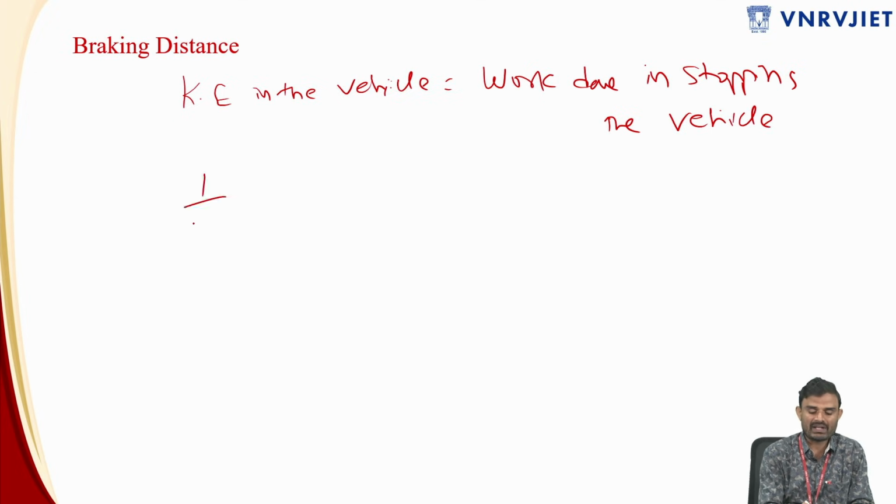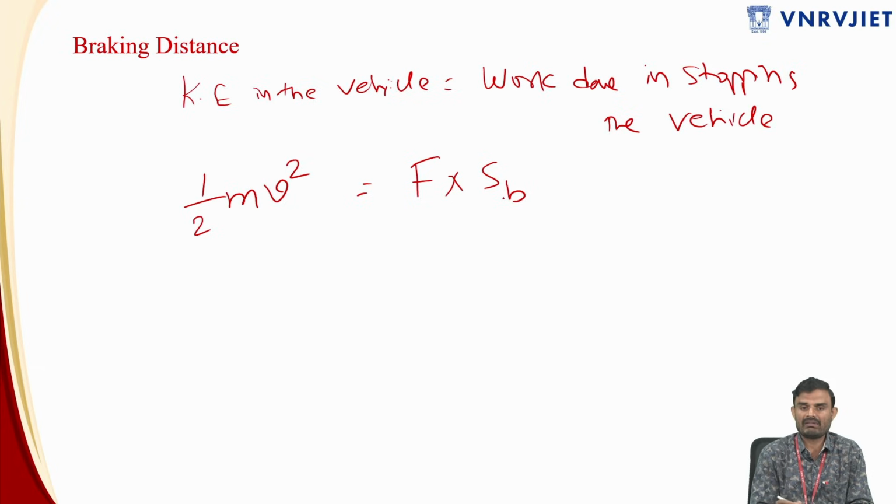So the kinetic energy of the vehicle, half m v square, is equal to work done, which is force into distance. The only force present in stopping the vehicle is the frictional force between the tire of the vehicle and the road. So that is the frictional force F multiplied by the braking distance, the distance traveled by the vehicle after applying the brakes, S B.